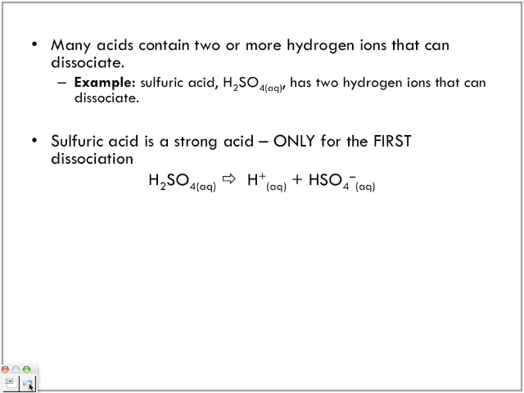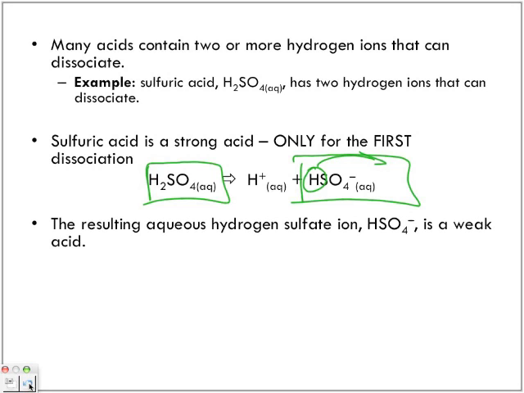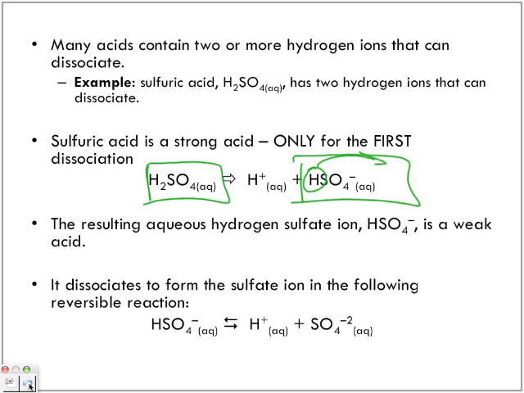Now, it dissociates once, but it has the ability to dissociate again. So we can still remove this hydrogen and give it off to another water molecule, forming another hydronium ion. The only thing is, the first dissociation is that of a strong acid, but when we dissociate this one, it's considered a weak acid. The resulting aqueous hydrogen sulfate ion, HSO4 -1, is the weak version of the acid, but in ion form.